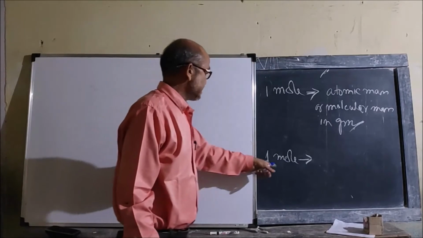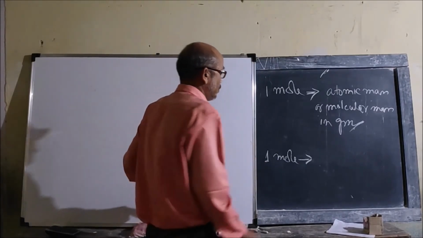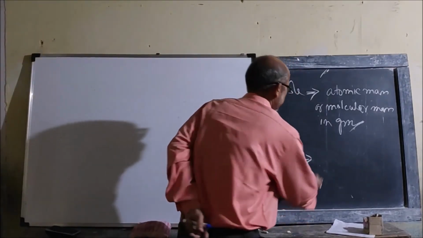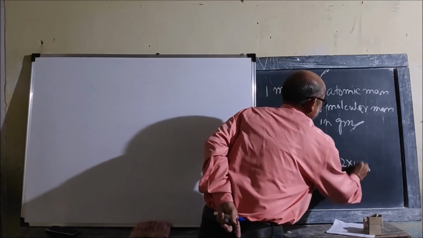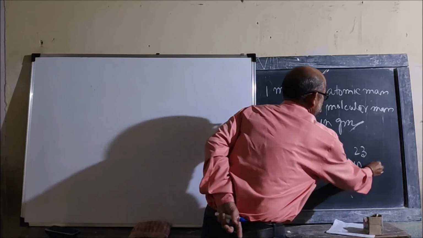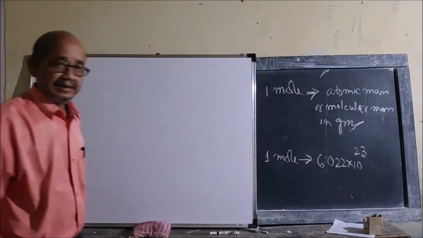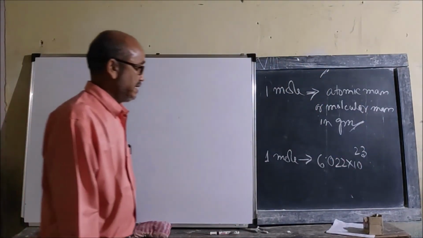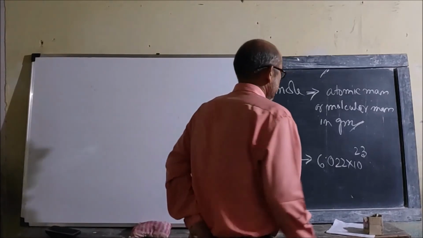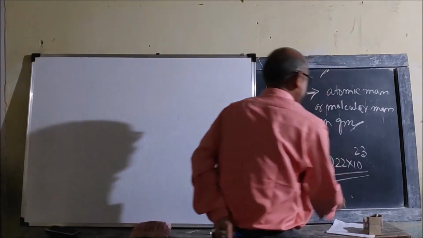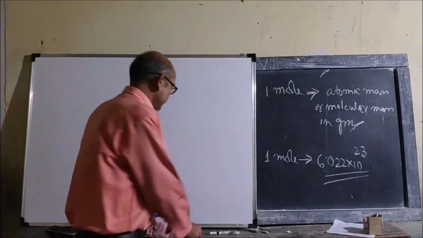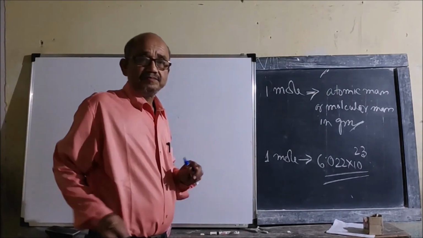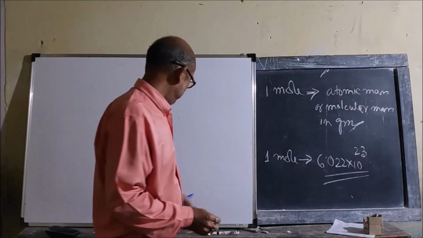In terms of mass. Second one, 1 mole is equal to a fixed number, 6.022 × 10^23 number of atoms or molecules. And this fixed number is called the Avogadro number. Now, it will be clear when we do some mathematical problems.